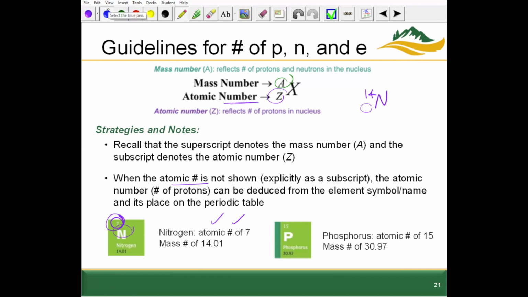Similarly for phosphorus, let's say we were just given 31P. What does that mean? Well, we don't know the atomic number just looking at this representation of the element. We go to the periodic table though, we see phosphorus, it has an atomic number of 15. All isotopes and all ions of phosphorus will always have 15 protons.